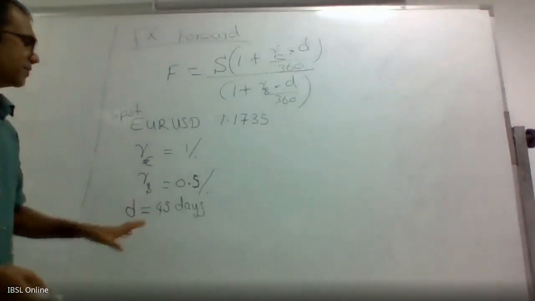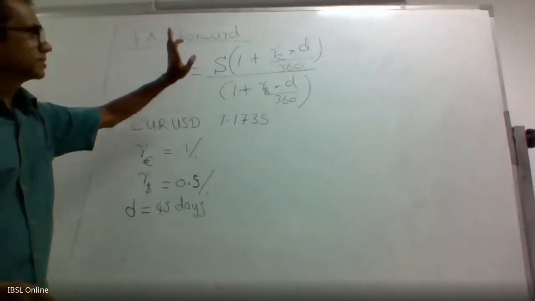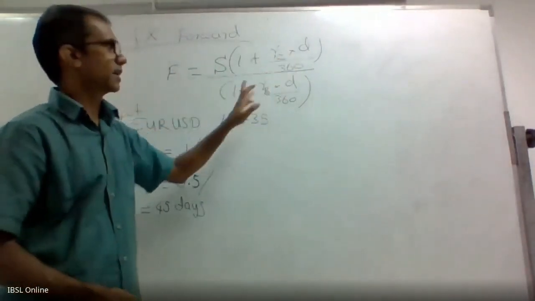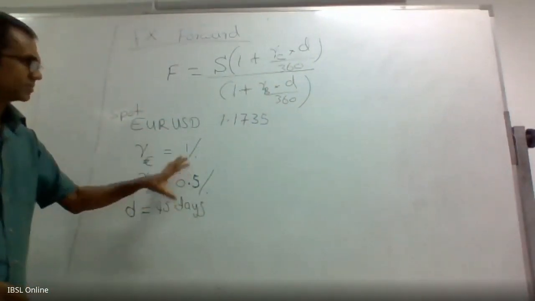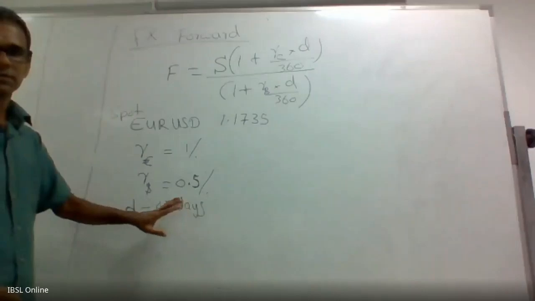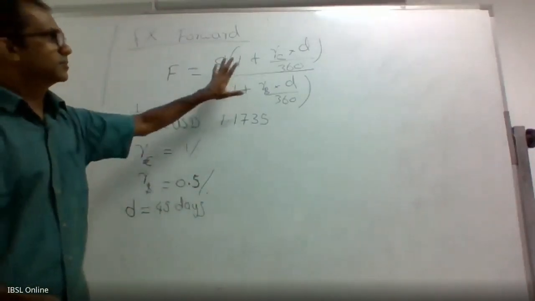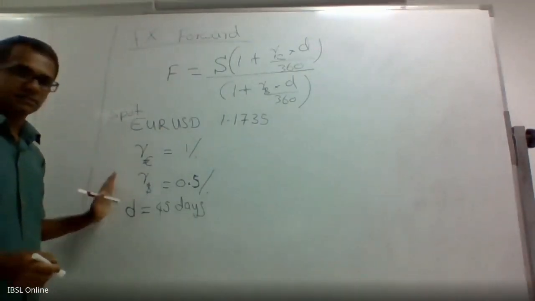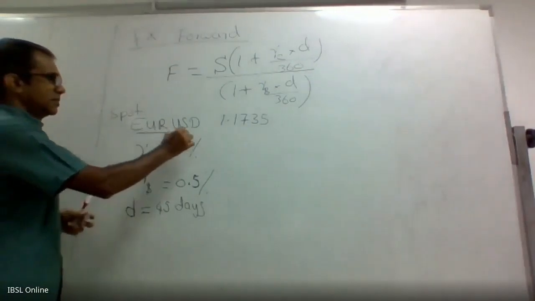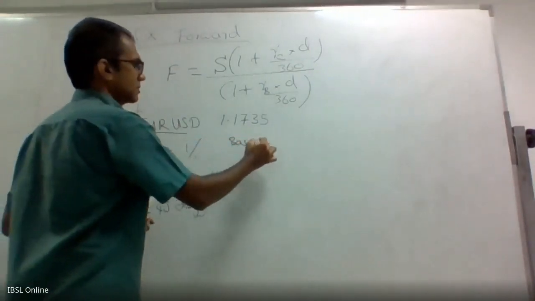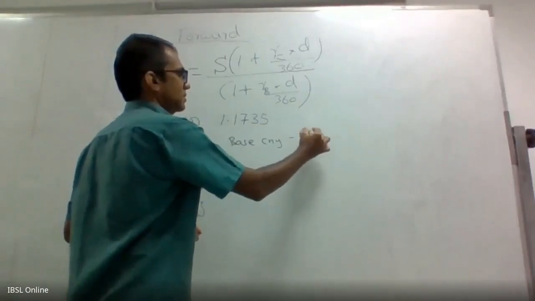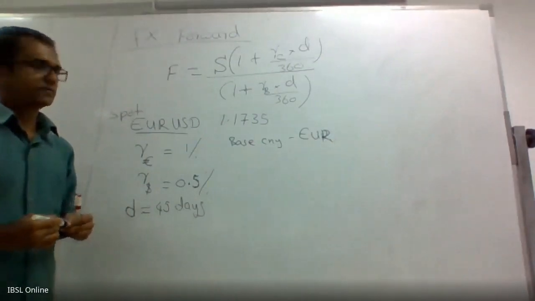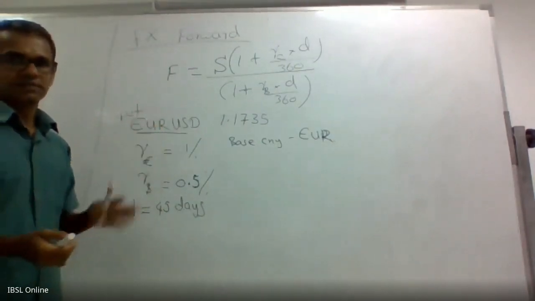So what we have to do, remember the equation. But when you remember the equation, you should know what these terms exactly are. So you will get some numbers. Then you should be able to correctly substitute those numbers into the equation. What is the base currency in this currency pair? Base currency is Euro. That's the first thing that you have to identify. First, you have to identify what is the base currency, what is the counter currency.